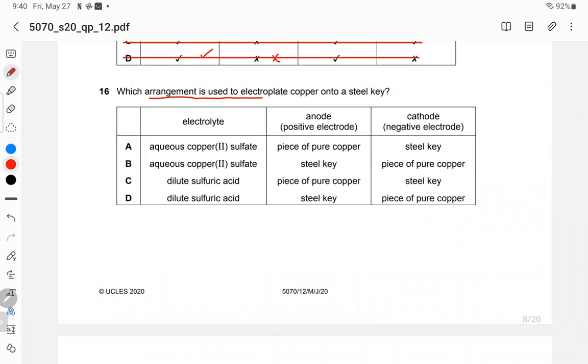Which arrangement is used to electroplate copper onto a steel key? Yes, can you identify the correct answer? A. इलेक्ट्रोलाइट कॉपर सल्फेट, ठीक है। और अगर मैं इलेक्ट्रोलाइट कॉपर सल्फेट लूंगा, बिल्कुल, क्योंकि मुझे कॉपर की प्लेटिंग करनी है, तो C और D रॉन्ग हो गया। ये दोनों करेक्ट है। एनोड पॉजिटिव इलेक्ट्रोड पे स्टील की तो नहीं होगी, तो B भी रॉन्ग हो गया, ठीक है ना, क्योंकि स्टील की नेगेटिव प्लेट पे होगी ताकि कॉपर आयंस आके उधर अट्रैक्ट हो। तो it means A is correct answer.